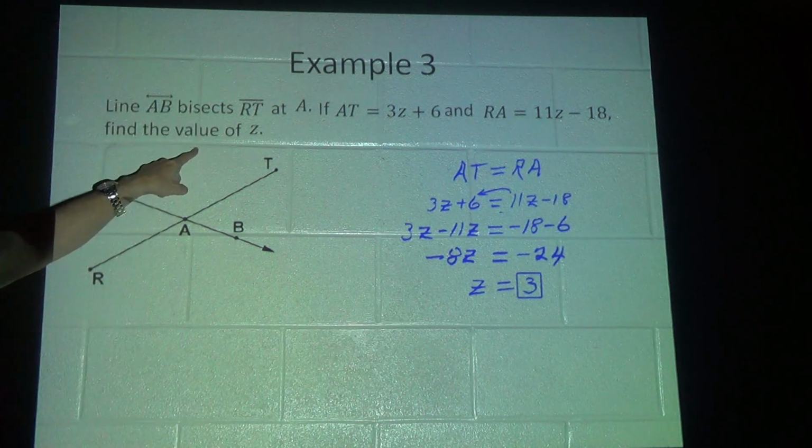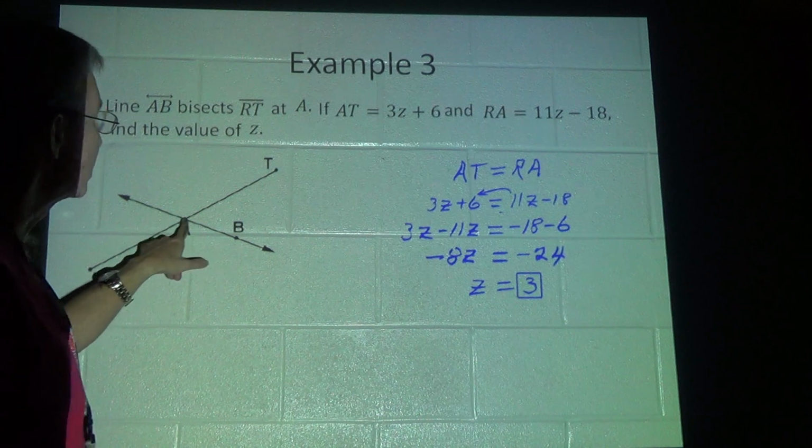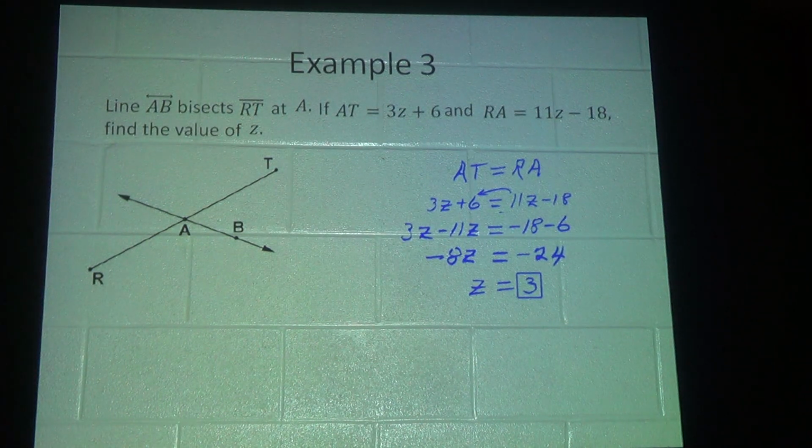Okay, since the only thing they're interested in here is the value of Z, that gives us the answer. If we wanted to know how long AT was, we could plug the 3 back in here, and that would give us the answer to that as well. Okay?